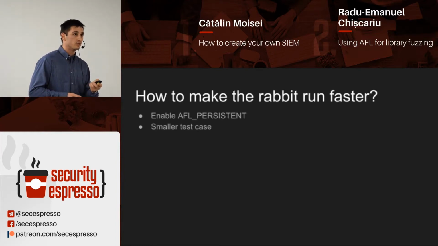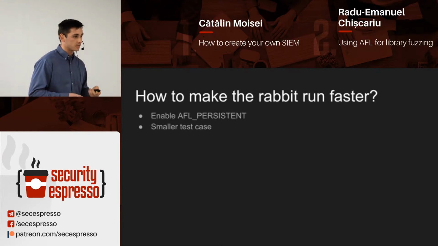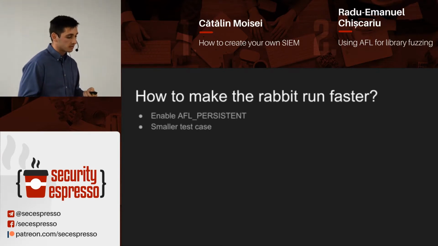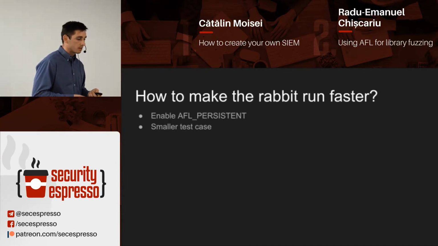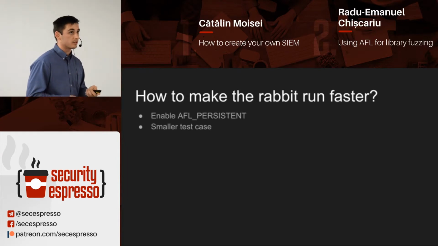Another thing that we can do is to supply smaller test cases. In my case, when I started the fuzzing attempt, I supplied some wave files that were about 100 kilobytes, and I think that I could have found smaller test cases.